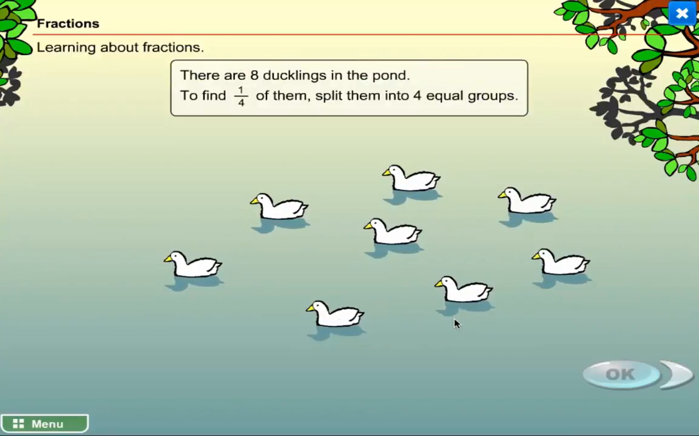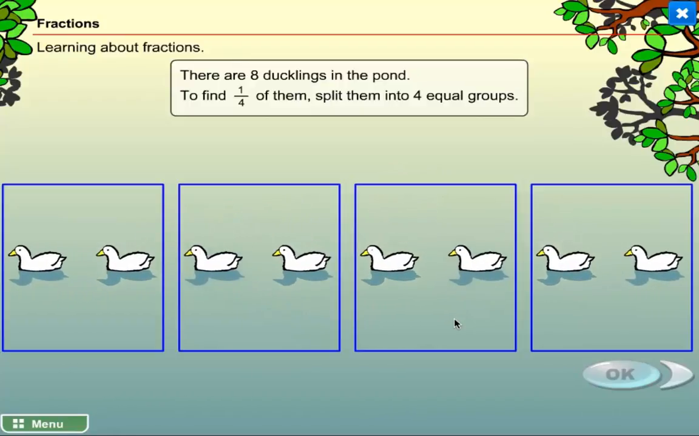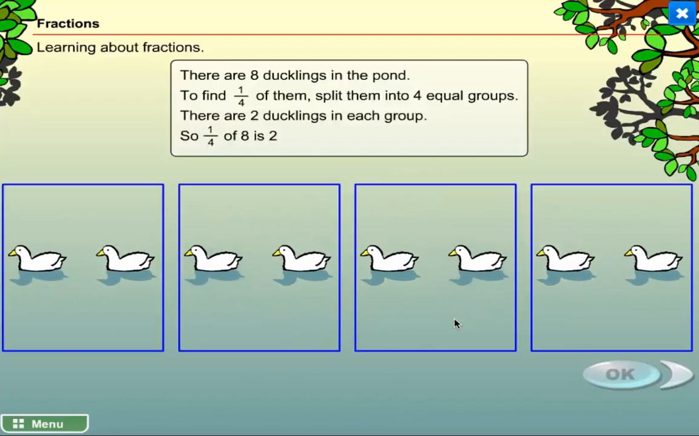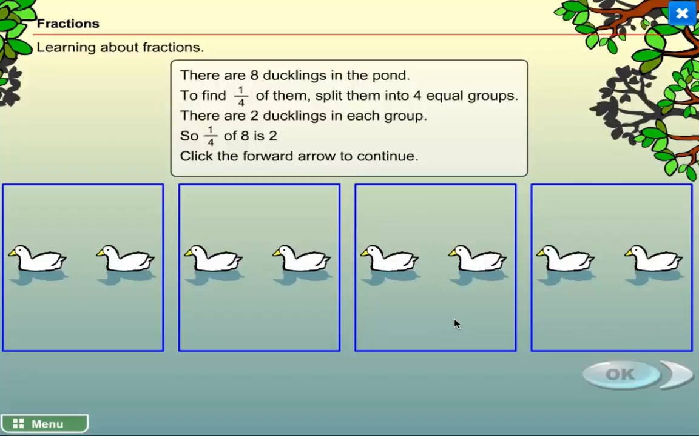To find a quarter of something, split it into 4 equal groups. This is the beginning of the tutorial section. The students are able to move forwards and backwards at their own pace through this section. Once again, this is crucial because what we're trying to do is not only deliver content to an individual child's ability level rather than their age, but also to cope with individual child's different pace of learning.